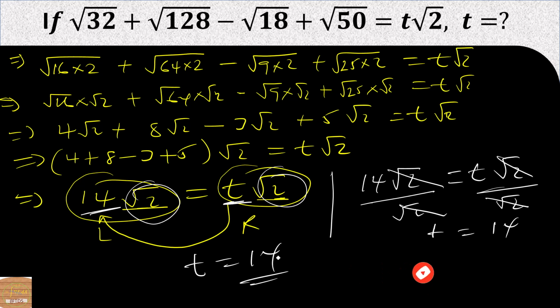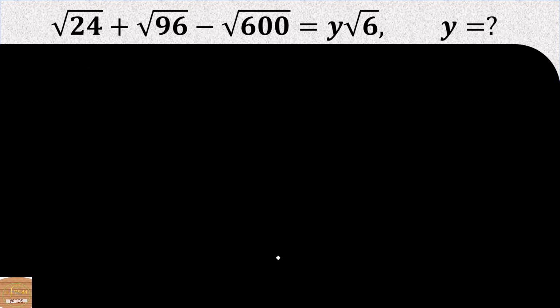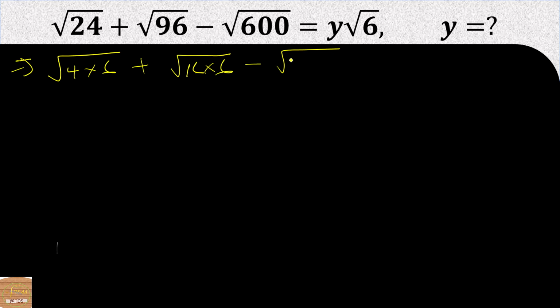All right, so let's give it a try. So √24 is 2√6. Okay, so 4 times 6 is 24. Okay, so √96 divided by 6 gives us 16, then 100 times 6, y is 6.